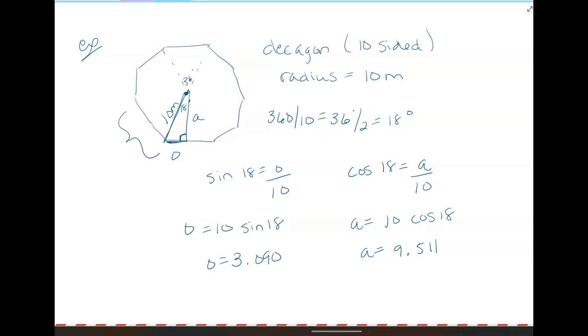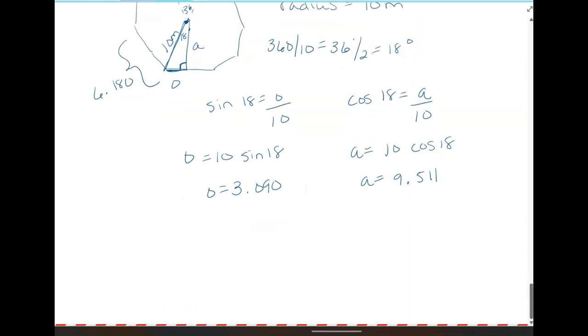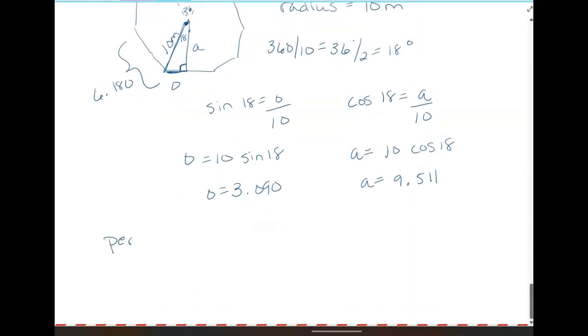Okay, so now remember that our O is only half of the side length. We need to double it to get the whole side length, which is going to be 6.180. And then when I multiply that times 10, I get my perimeter to be simply 61.803.